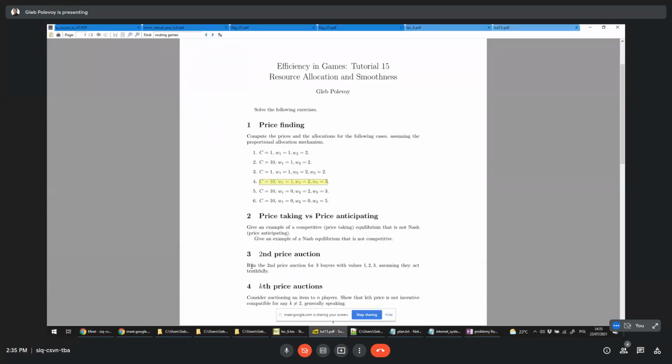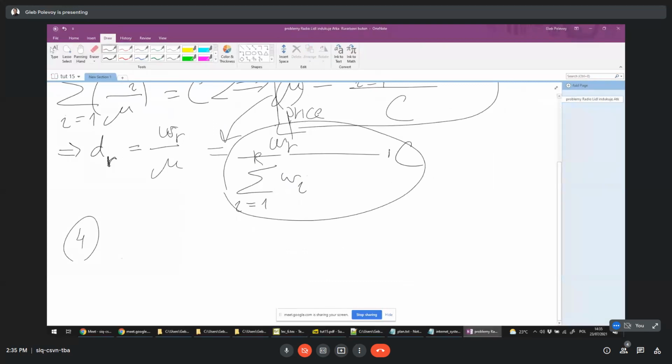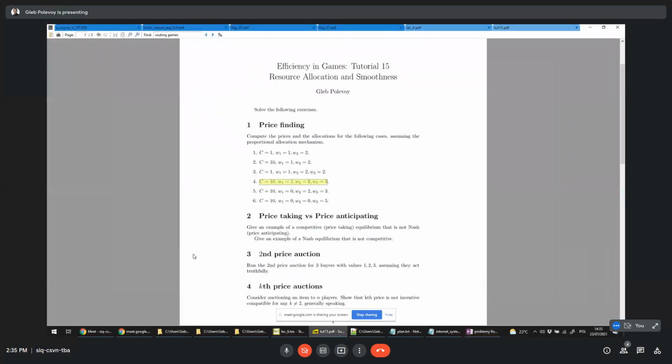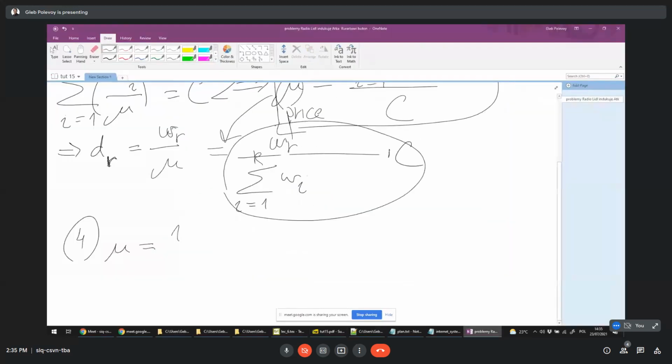So what is the price? The price is the sum of the bids divided by C. So 1 plus 2 plus 3, divided by C. C in this case is 10. So 6 divided by 10, which is 0.6.